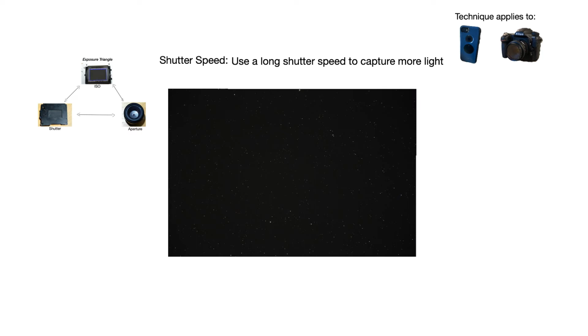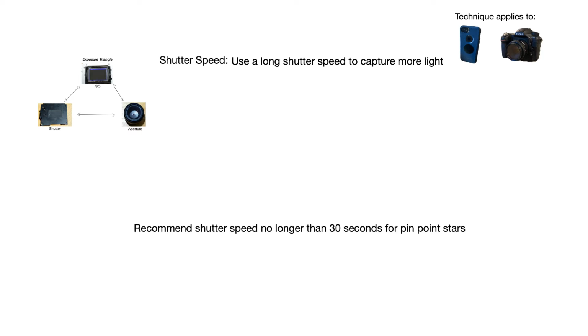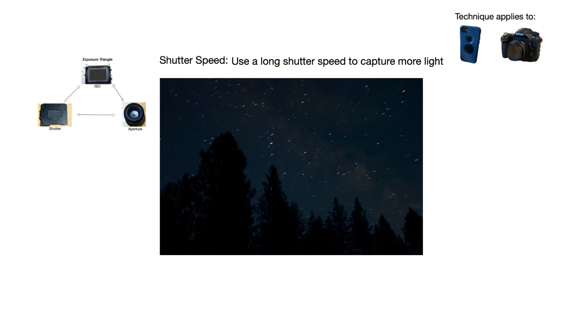Now, when you do this, I recommend that you use a shutter speed that is no longer than 30 seconds to keep your stars as pinpoints, so keep your image really sharp. The reason why I say 30 seconds is that the Earth is spinning once around its axis every 24 hours, and what that causes is motion blur. So you can see in this image, this isn't due to camera shake, but due to the motion of the Earth as it spins, that these stars are getting stretched out and you see these trails.